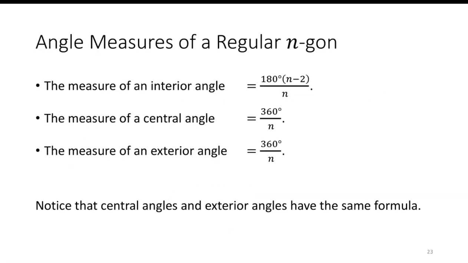Some notes, the measure of the interior angles. So we know the sum of the interior angles is 180 times n minus 2. So divide by n, that gives you the angle measure for each interior angle of your polygon. The central and exterior angles are a bit simpler in that they're just 360 degrees divided by the number of sides. So notice that central angles and exterior angles have the same formula. They're 360 degrees and you divide by the number of sides.